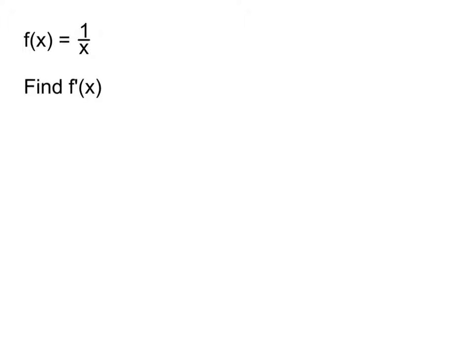So we're starting with f of x equals 1 over x. We're finding f prime of x. Again, if we're looking for the derivative, that means use the limit as h approaches 0 of the difference quotient.